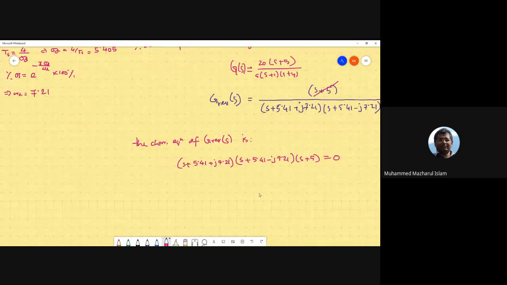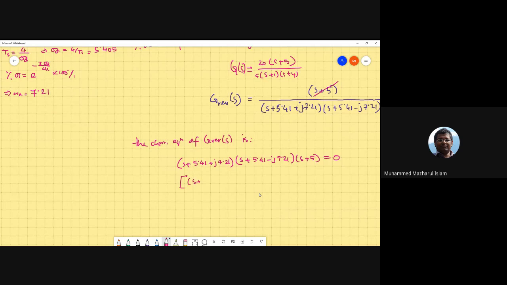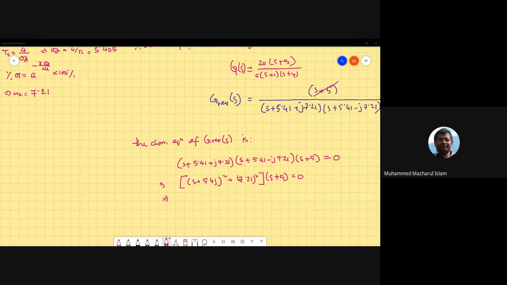If you multiply everything, for the first portion you'll have S plus 5.41 whole square plus 7.21 whole square, which is a square plus b square, a plus b into a minus b, and then multiply this with S plus 5. Maybe some of you have already done this. What's the equation? Did you already do this? Just multiply throughout and let me know.